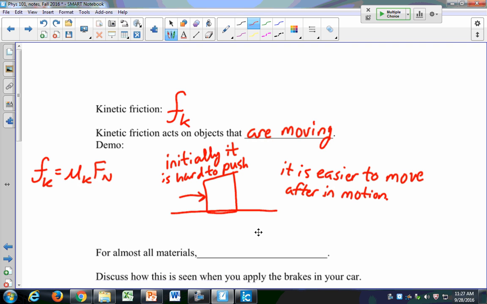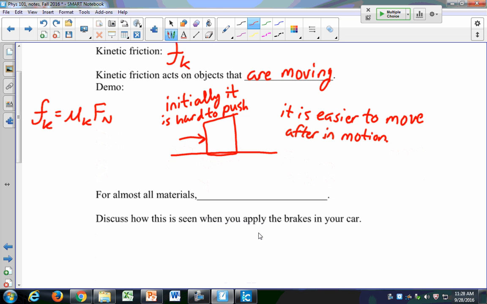You might have just thought that was in your mind, right? That I push a big heavy box across the floor, oh, now I got it moving, now it's easy to move. But the fact is that our coefficient of kinetic friction and our coefficient of static friction are different. When it's not moving, you're dealing with static friction. When it is moving, you're dealing with a different type of friction, which is called kinetic friction. For almost all materials, the coefficient of kinetic friction is less than the coefficient of static friction.